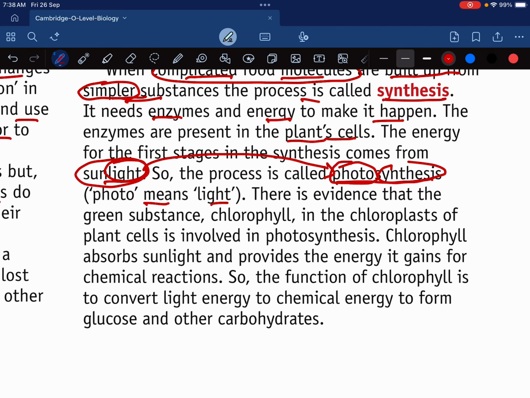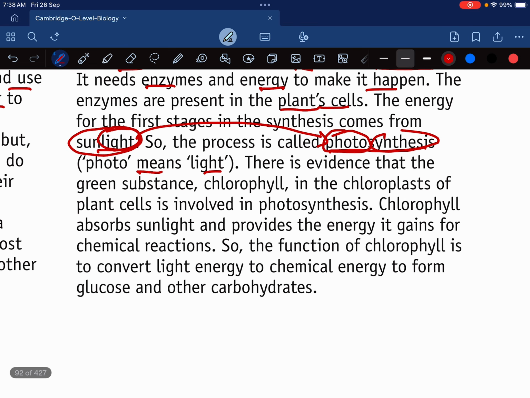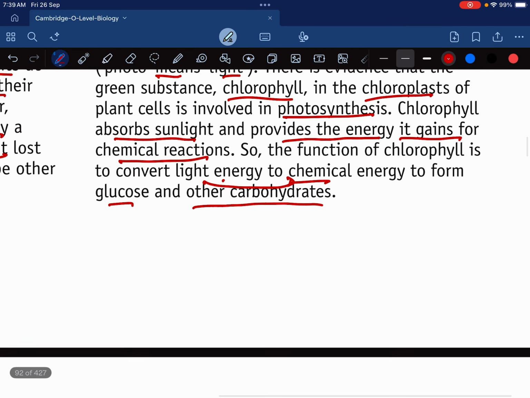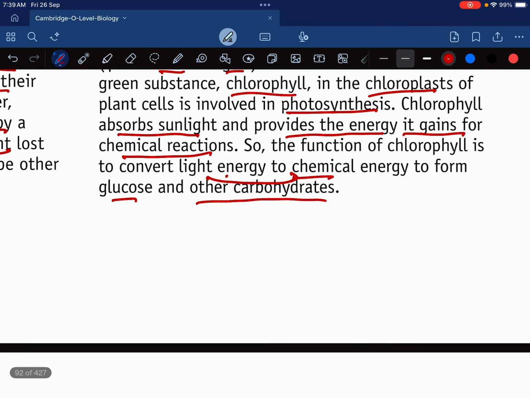Photo means light. There is evidence that the green substance chlorophyll, okay, now we're moving on to chlorophyll. The green substance chlorophyll in the chloroplasts of plant cells is involved in photosynthesis. Chlorophyll absorbs the sunlight and provides the energy as it gains from the chemical reaction. So the function of chlorophyll is to convert light energy to chemical energy. There's a conversion of energy happening over here to form glucose and other carbohydrates. So what's happening is, first let me tell you the formula, what the actual formula of photosynthesis is.